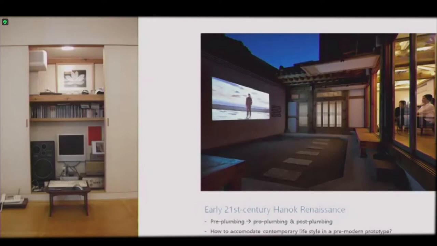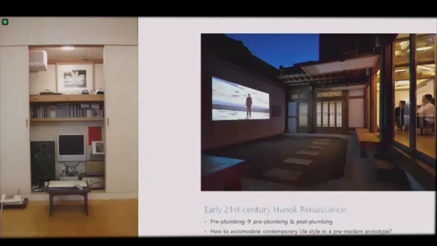And from the historical perspective, which I just explained, we can say that Hanok is a very typical pre-plumbing typology. The very concept of Hanok was invented and practiced well before the advent of the machine age, because Hanok was formulated for such a long time before the modernization period. So essentially, it was a very pre-modern, pre-plumbing prototype, but all of a sudden, around the turn of the millennium, it started to evolve to incorporate elements of not just pre-plumbing architecture, but post-plumbing architecture as well.